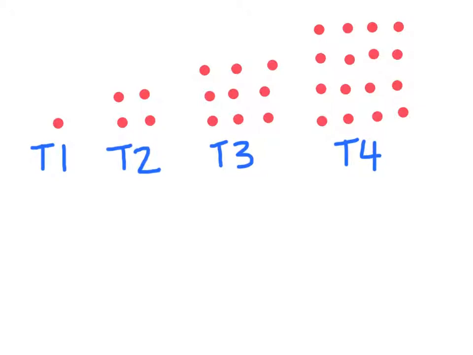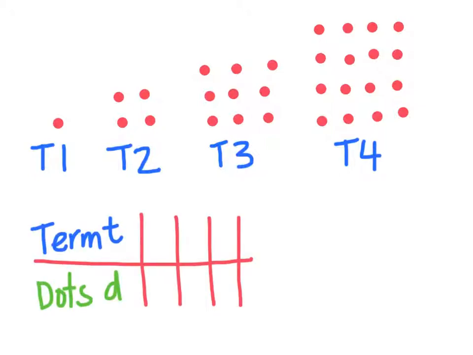So what we'll do now is come up with a rule for this pattern so that we could predict how many dots would be in term 55 or term 60 or term 1 million without actually having to draw the pattern out. So to get the rule, we'll start by creating a data table.